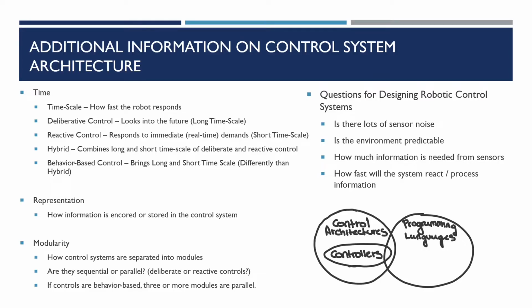Is there a lot of sensor noise that we need to be cognizant of? Is the environment predictable? How much information is needed exactly from the sensors? And how fast does the system need to react, if it needs to react at all to certain stimulus?